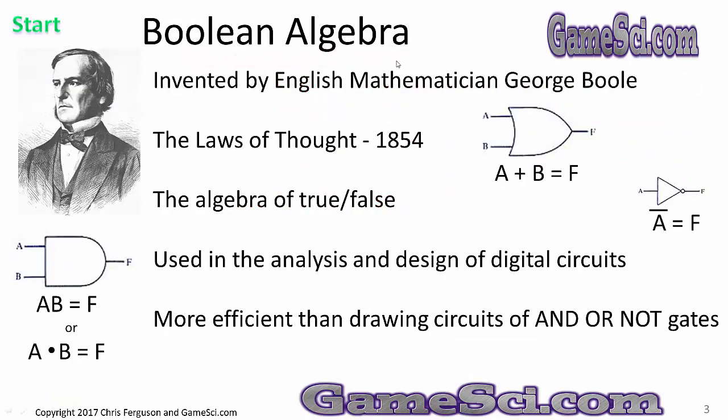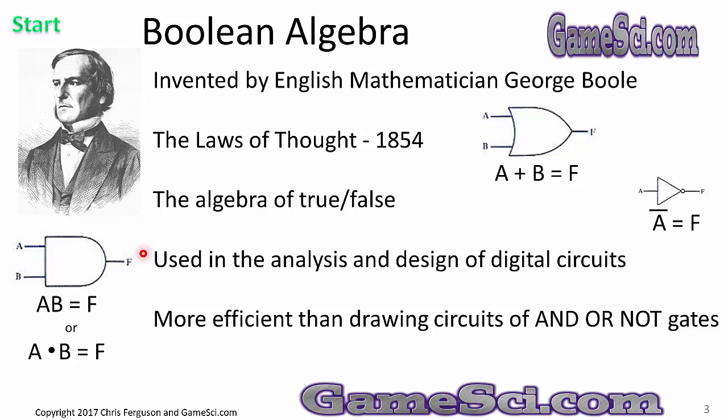Boolean algebra, invented by English mathematician George Boole. He wrote The Laws of Thought in 1854, where he explained Boolean algebra. It is the algebra of true and false, used in the analysis and design of digital circuits. Kind of interesting, seeing how he wrote it 100 years before computers were invented. More efficient than drawing circuits of AND, OR, and NOT gates. It's just another way to express logic. It's another way to show true-false logic.